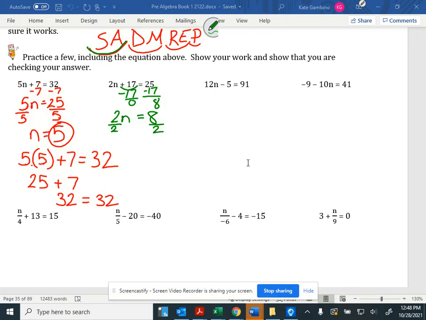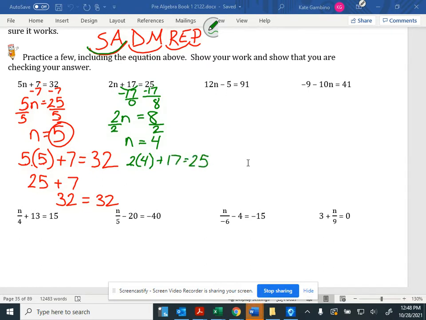2 divided by 2 is 1, so I can just call that n. 8 divided by 2 is 4. So that would be my n. I always want to double check it. So 2 times my n plus 17 equals 25.